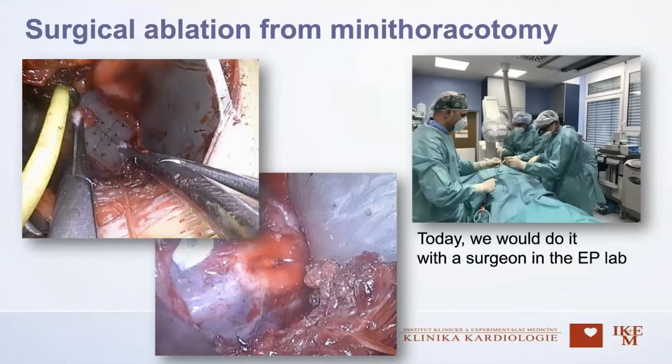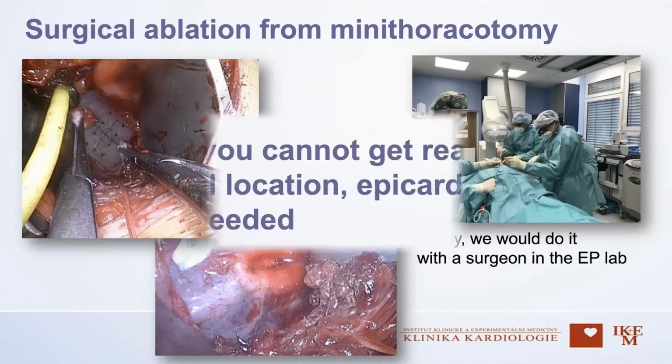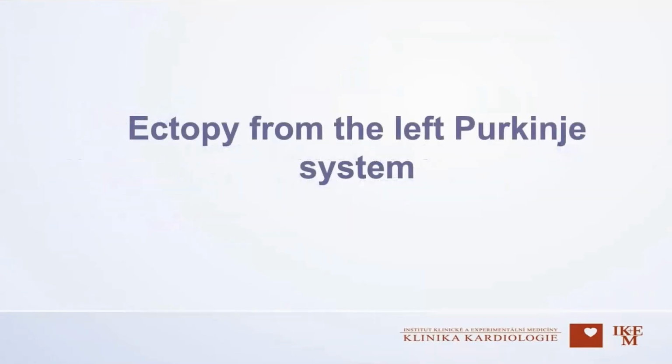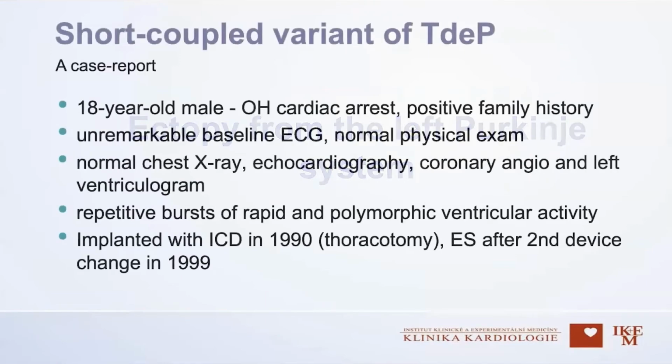We started this program 2 years ago, and we can do mini thoracotomy in our EP lab, and we can use electroanatomical mapping system or all our technology to get rid of these arrhythmias. So whenever you cannot get reasonable endocardial activation, go epicardial or send patient to some center where they can do it. Ectopy from left Purkinje system.